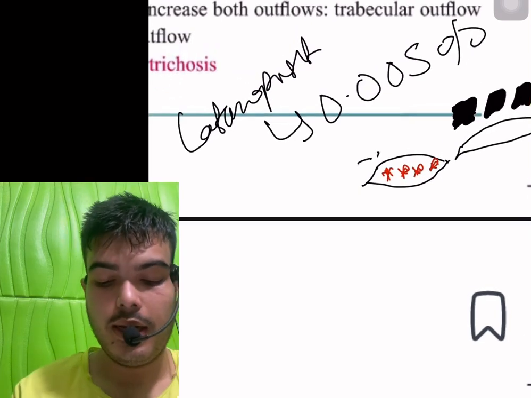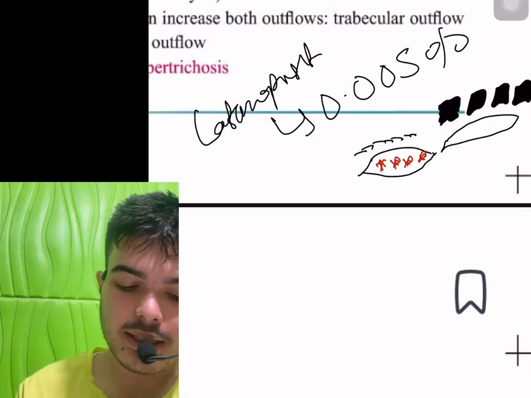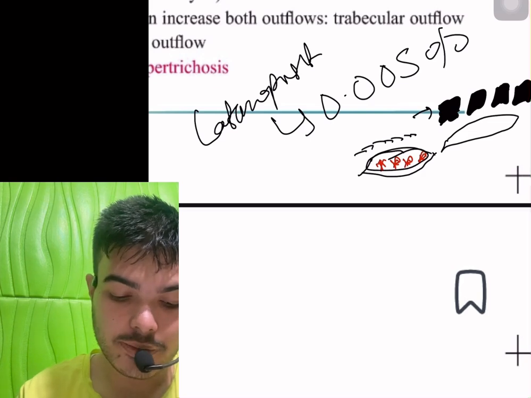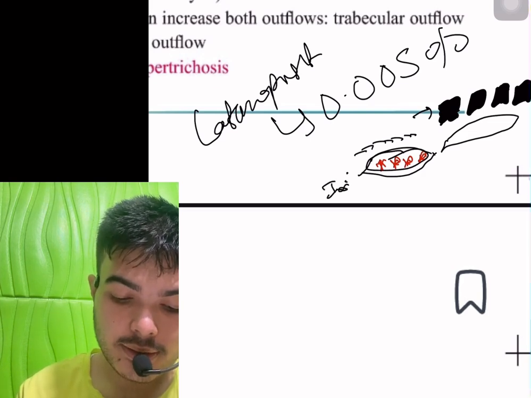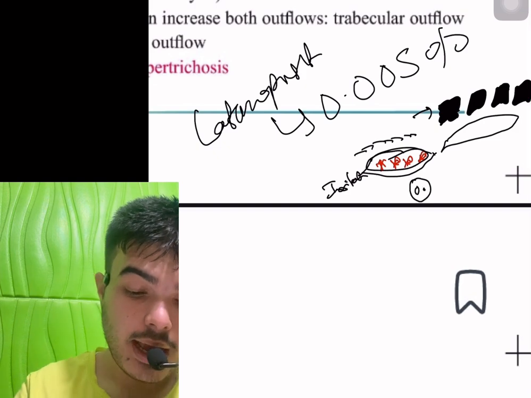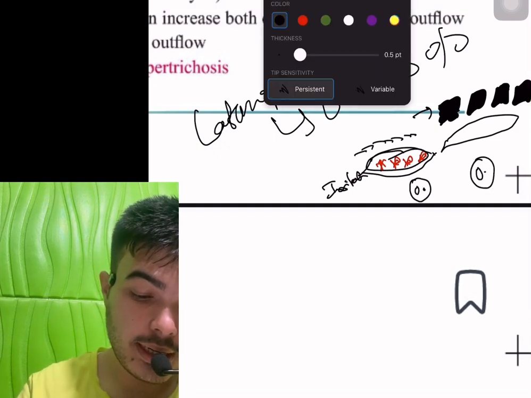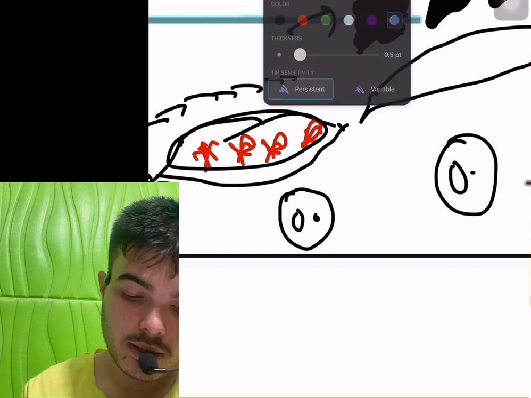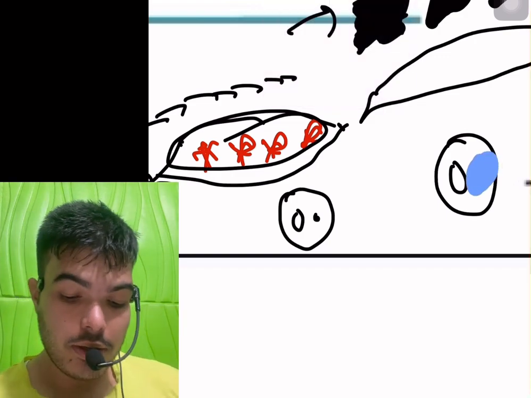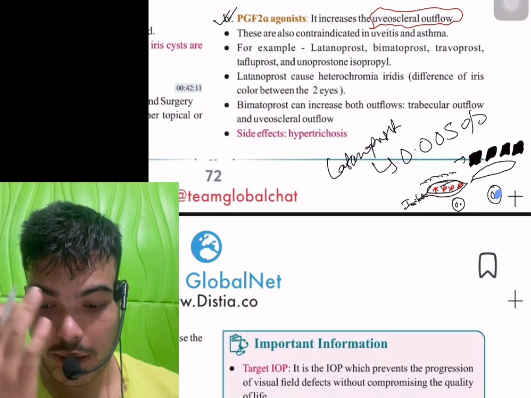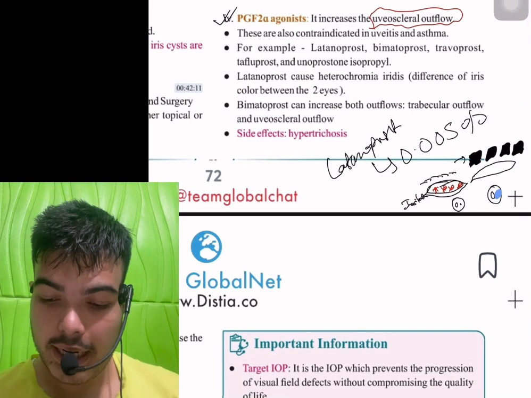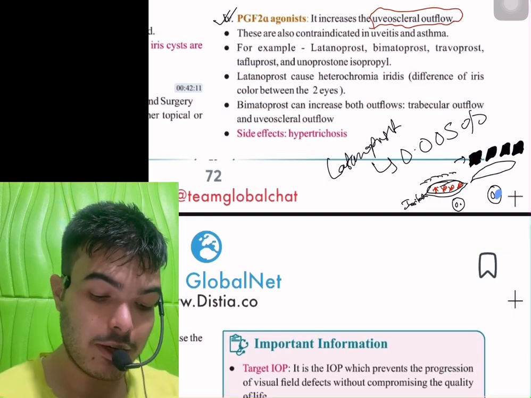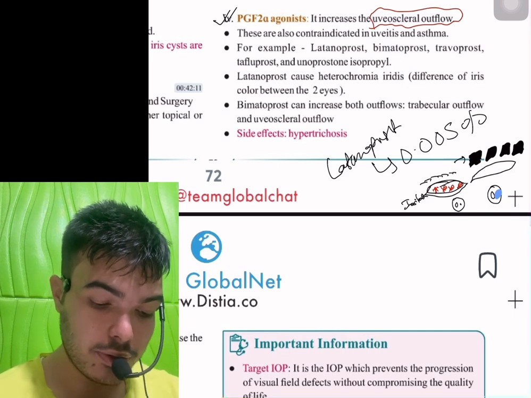So what is this? See, the eyelashes have been thickened, and this reddish means redness. So when you have redness, you'll have irritation, right? And what am I making now? I'm making the fundus. At the fundus area with the blue color, I'm showing you macular edema. So there will be eye irritation, thickening of the eyelashes, and macular edema. There will be pain, and ocular irritation may be there. And if you talk about bimatoprost, it can increase both trabecular outflow as well as uveoscleral outflow.